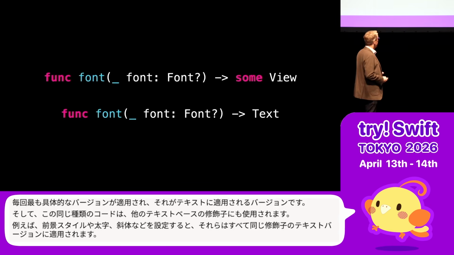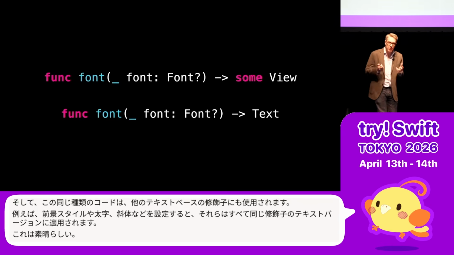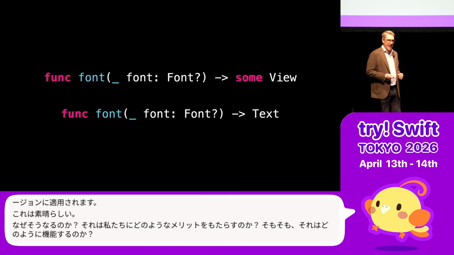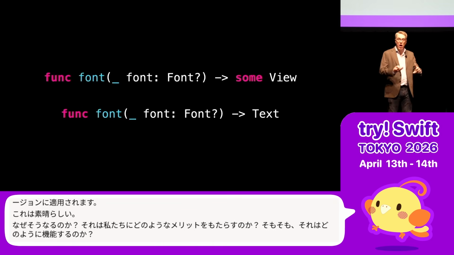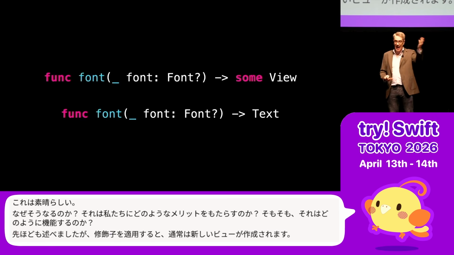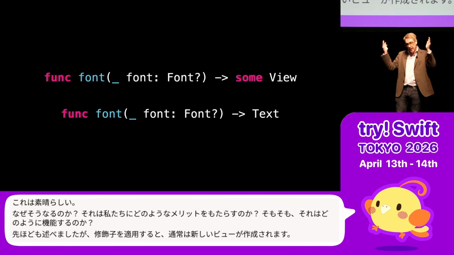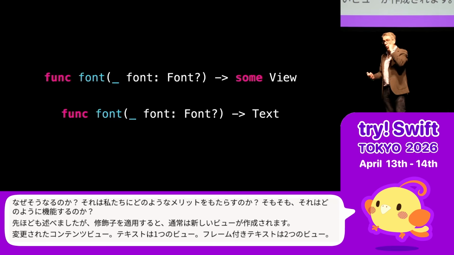But why does it happen? How does it help us? How does it even work in the first place? I said earlier that when you apply a modifier, you are usually making a new view, a modified content view. Text is one view, text with a frame is two views. But it's not always the case.